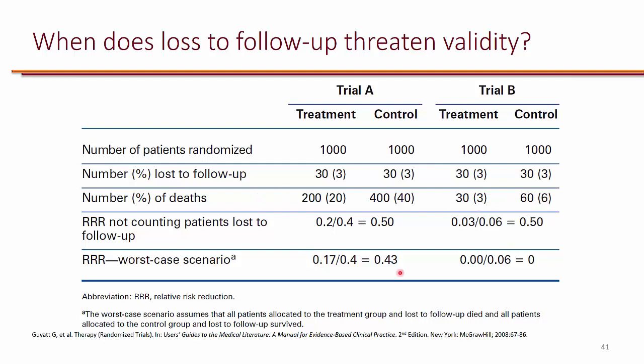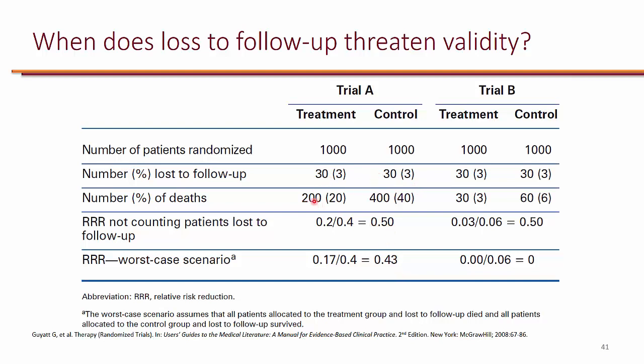Okay. Now, when you do the relative risk reduction, obviously, if you ignore the loss to follow up, because both of these doubled, the relative risk reduction is 50%. So in both studies, we showed that the rate of mortality was reduced by the treatment by 50%. Now, if we assume the worst case scenario and assume that people who were lost to follow up actually died, and take that into consideration, then you can see that relative risk reduction would change.